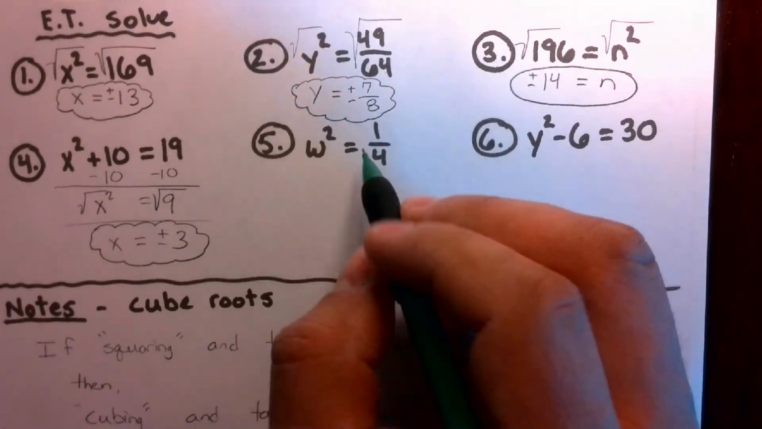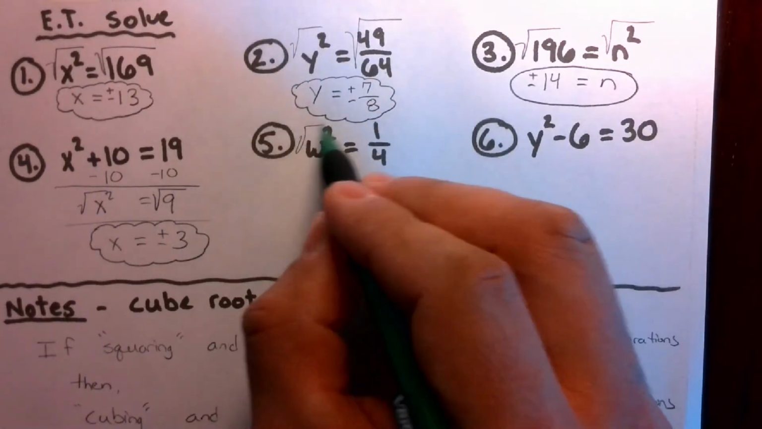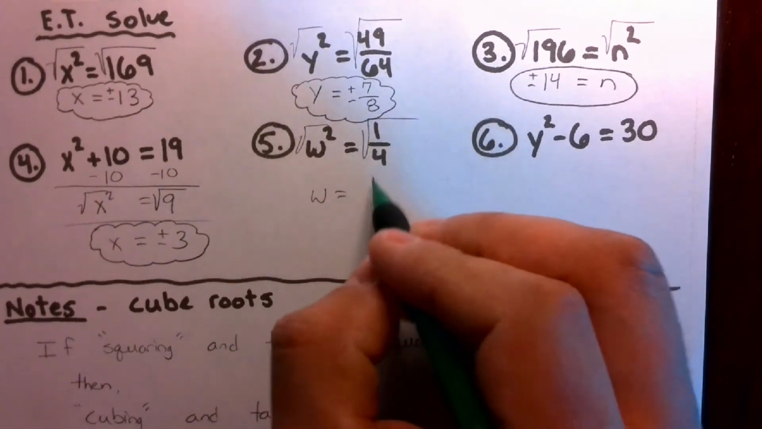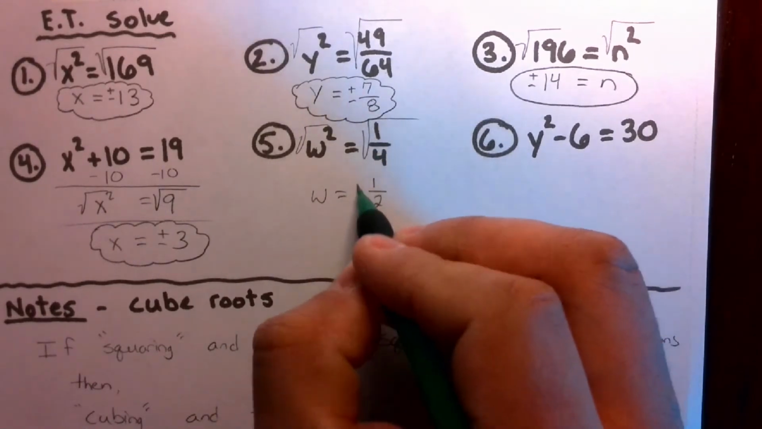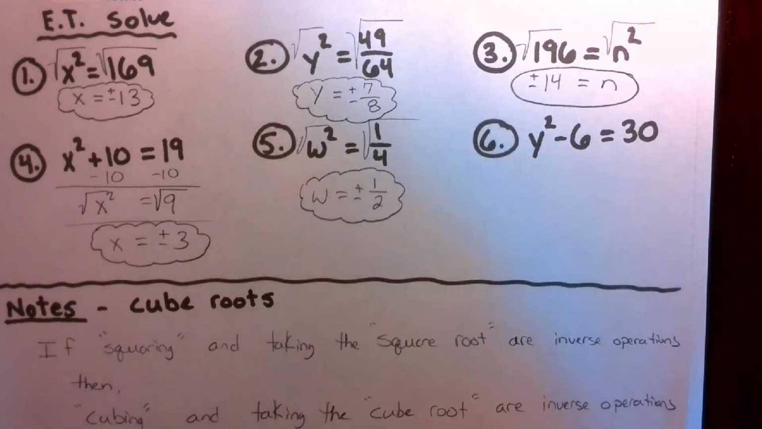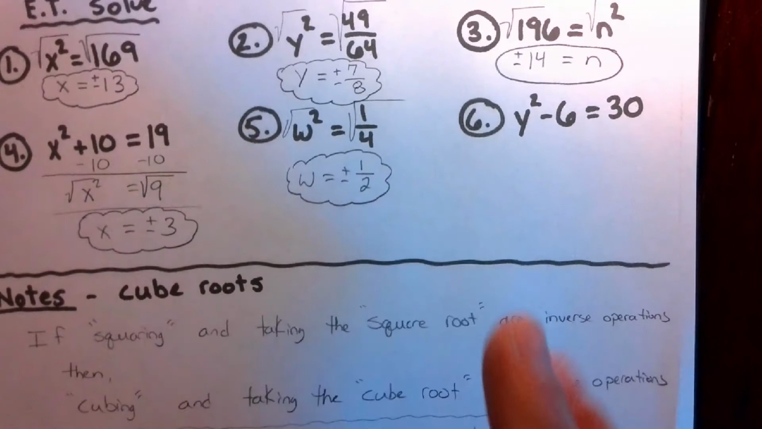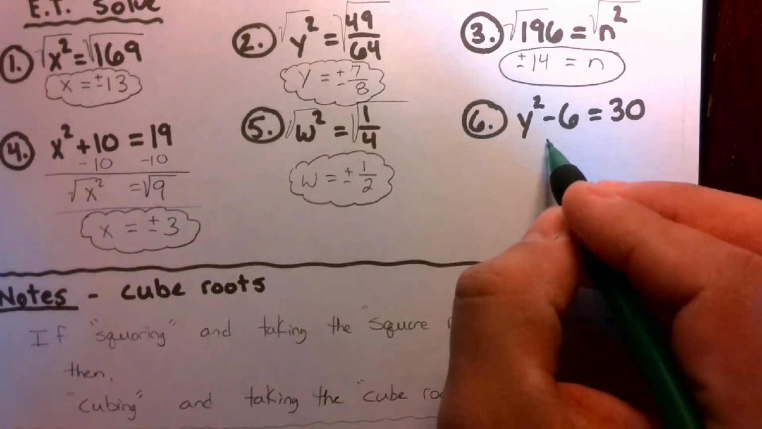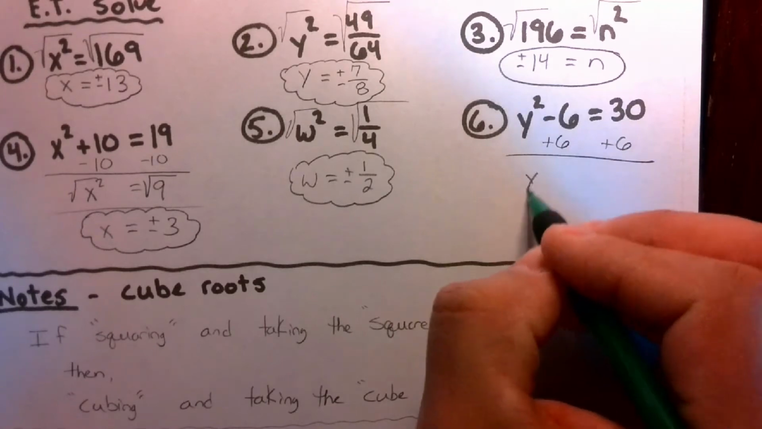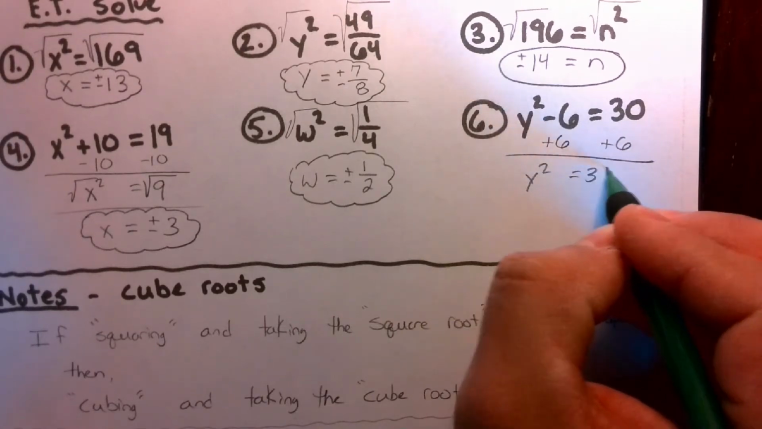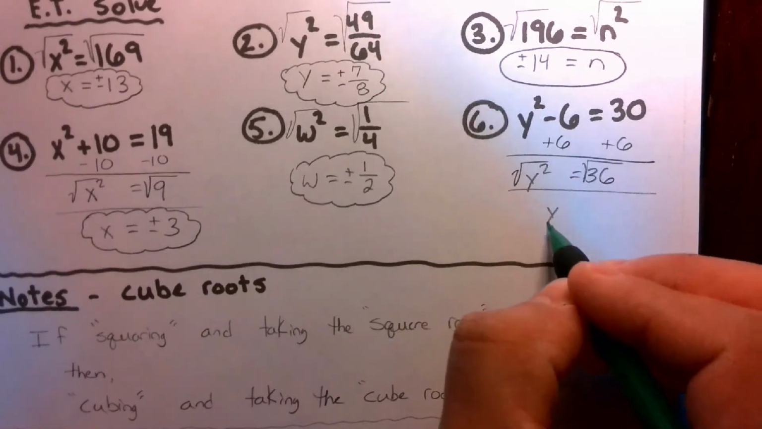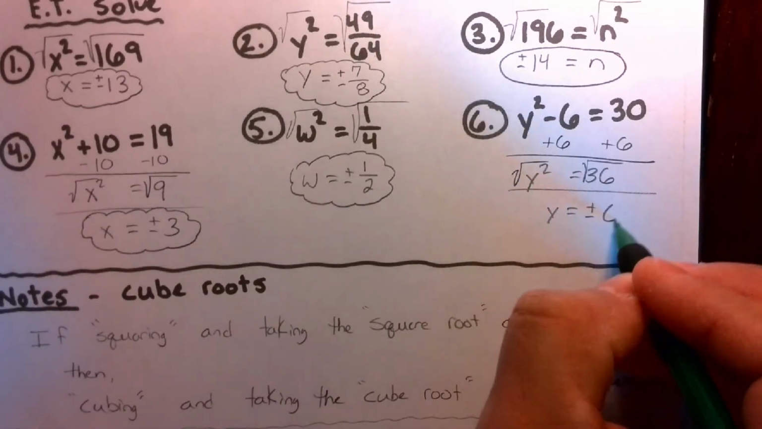Number 5, w squared equals 1/4. Again, we just take the square root here. Square root of 1 is 1. Square root of 4 is 2. So this would be plus or minus 1/2. And finally, number 6, I have to first get rid of this minus 6, so I'm going to add 6 to both sides. Y squared equals 36, square root, y equals plus or minus 6.